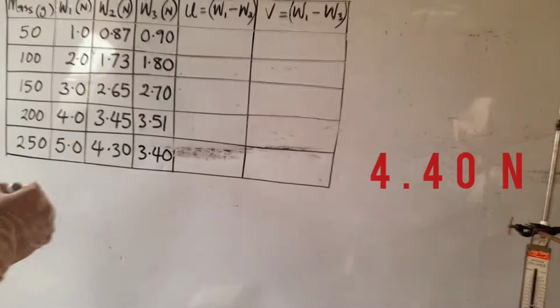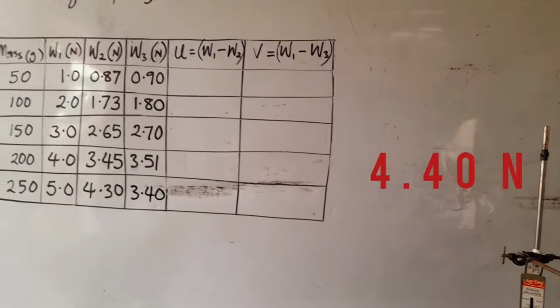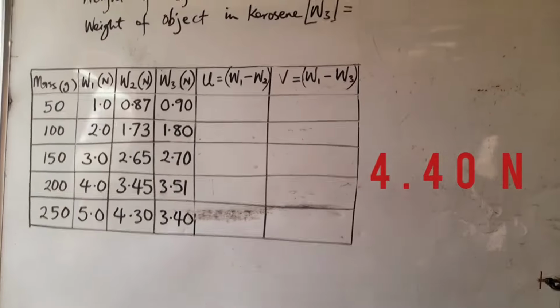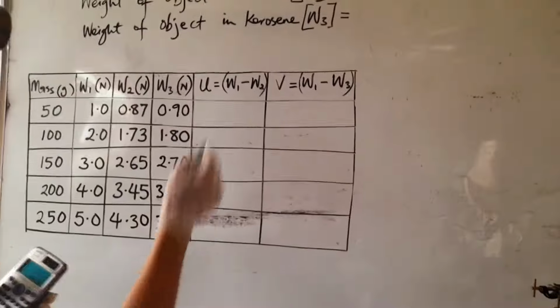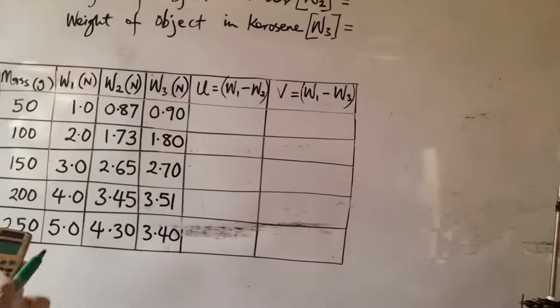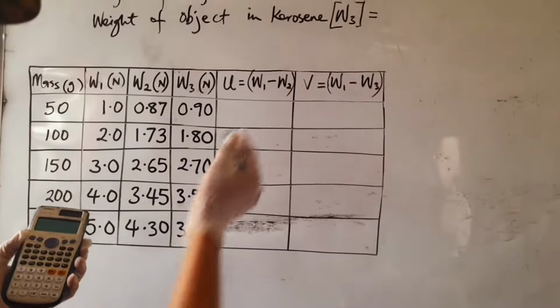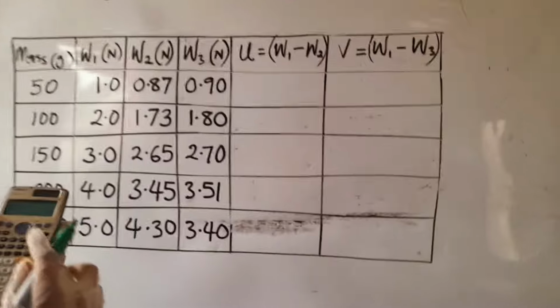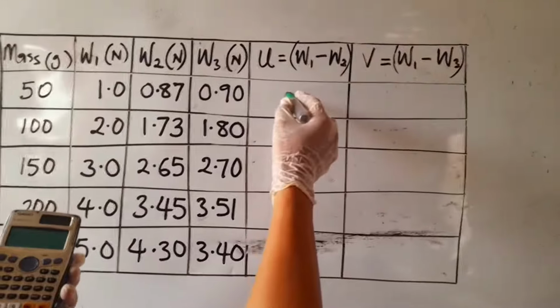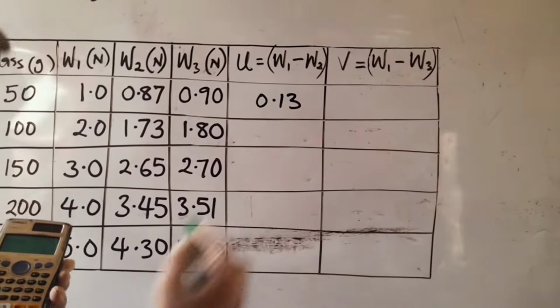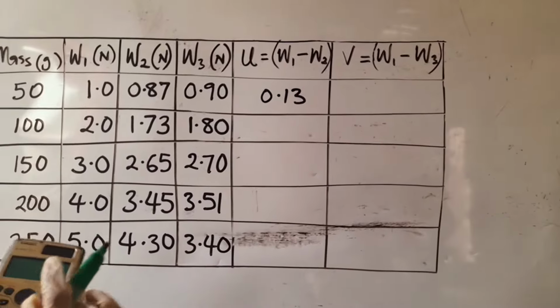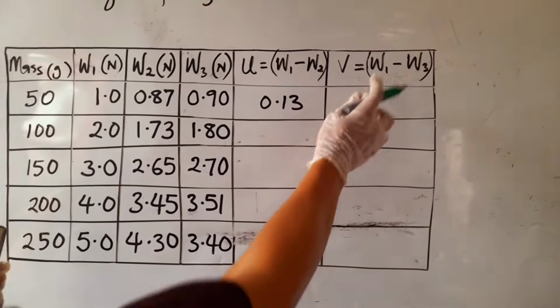Okay, remember W1 is the weight of the object in air, W2 is the weight of the object when immersed completely in water, and W3 is the weight of the object when immersed completely in kerosene. So we have to use the values we just obtained to find U. U is W1 minus W2, which is weight of object in air minus weight of object in water.